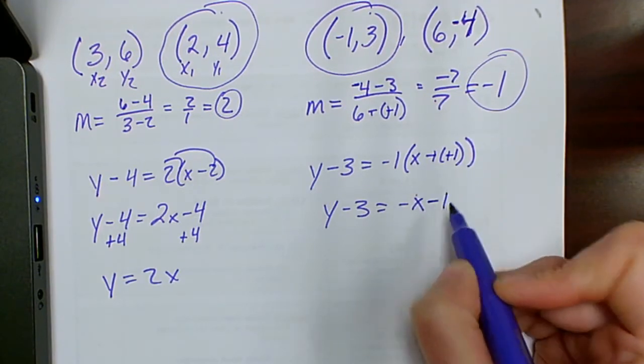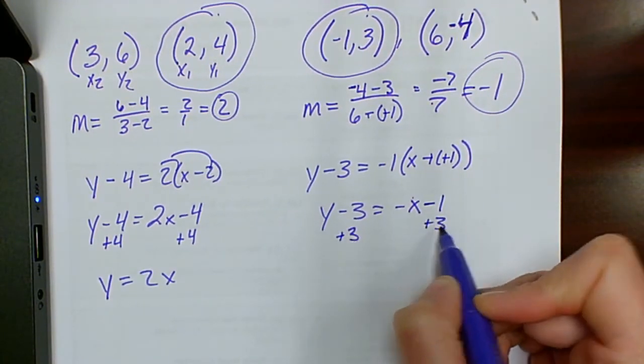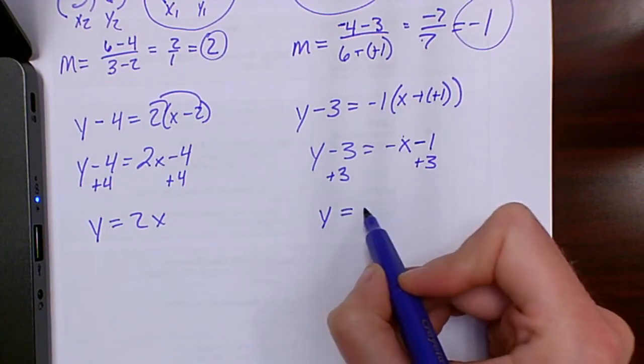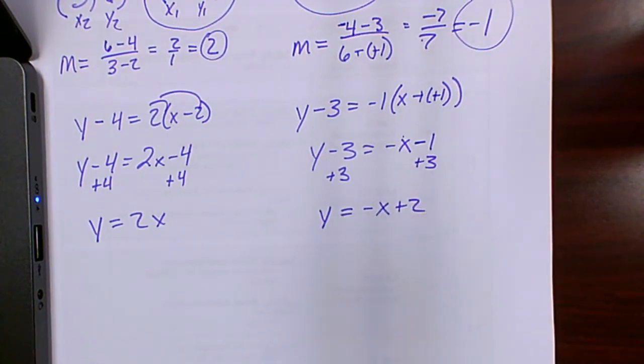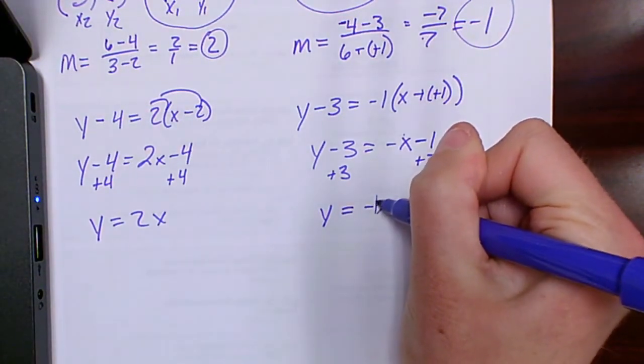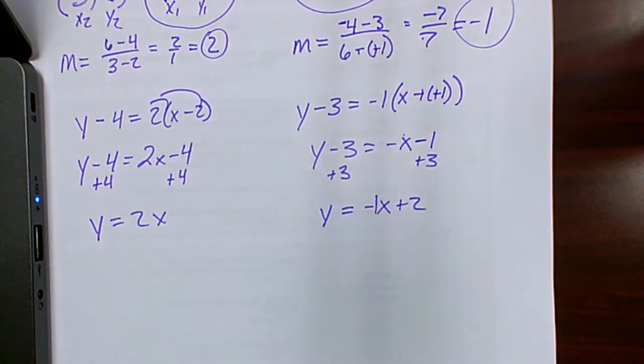X minus 1, add the 3 over. Y equals -x plus 2 is our answer. And if you would need to, you could put -1x if you'd like.